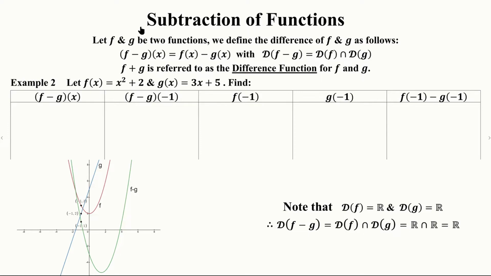Subtraction of functions is handled through what we call the difference function. So if you have two functions f and g, we can define the difference function of x to be just f of x minus g of x. And the domain is once again going to be the intersection of the two domains for the original functions.